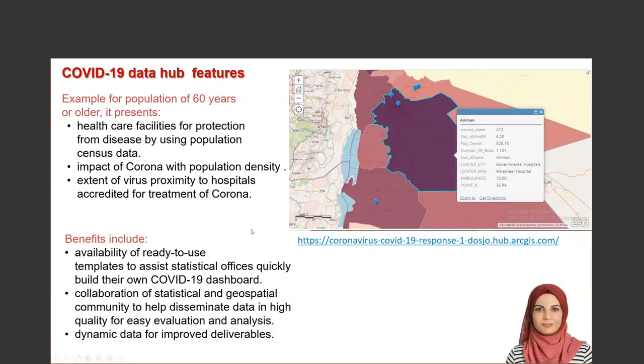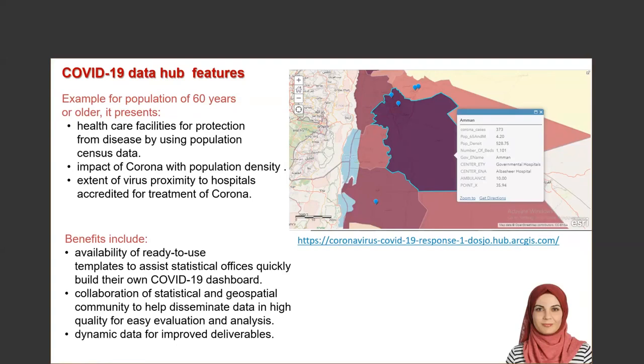Here, I want to show you our example in implementing the data hub. In this map, I want to show you one of the examples that we developed, utilizing the population of 60 years or older. It's important to mention that this particular segment of the population has special health needs and must have special care and treatment. Because of these special requirements, we developed a dashboard specific to this segment of our population, using data from different resources, such as the population census and population economic data.